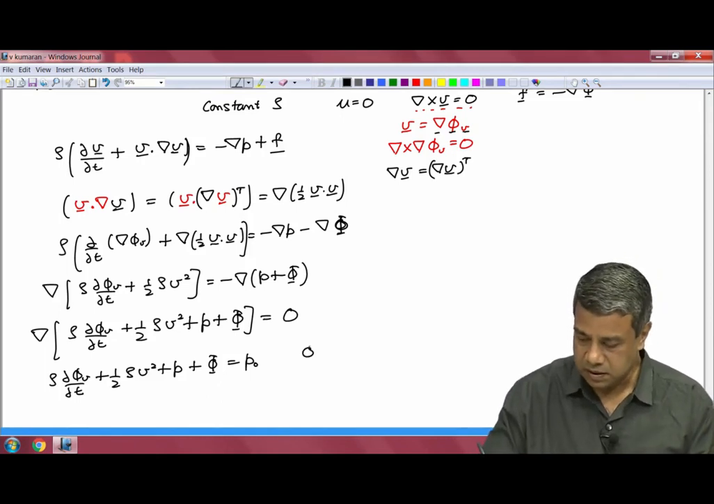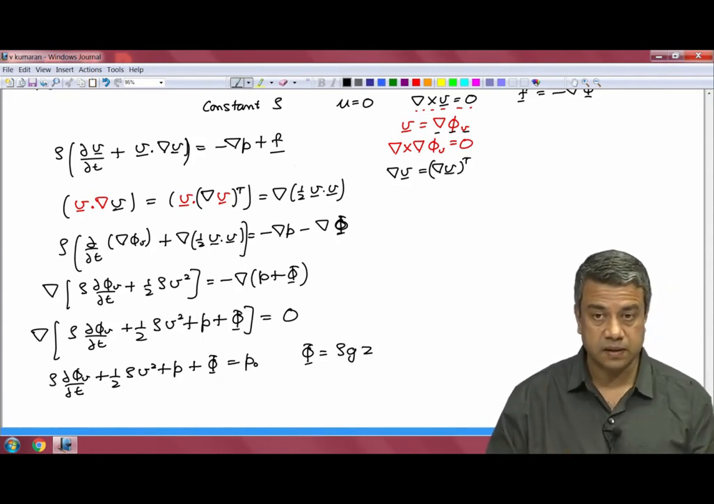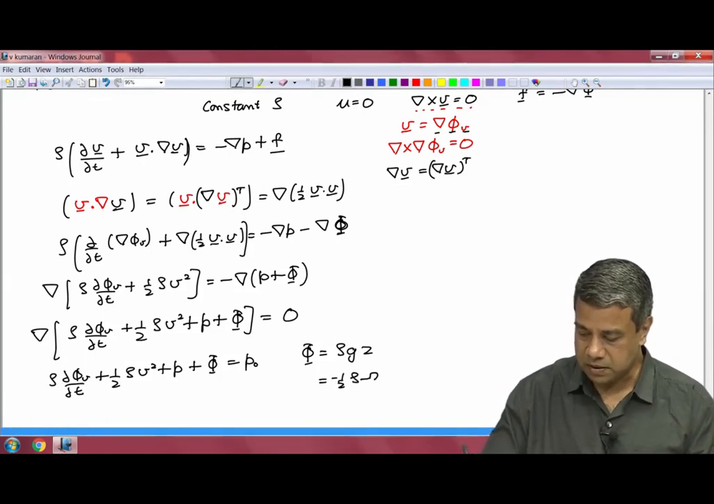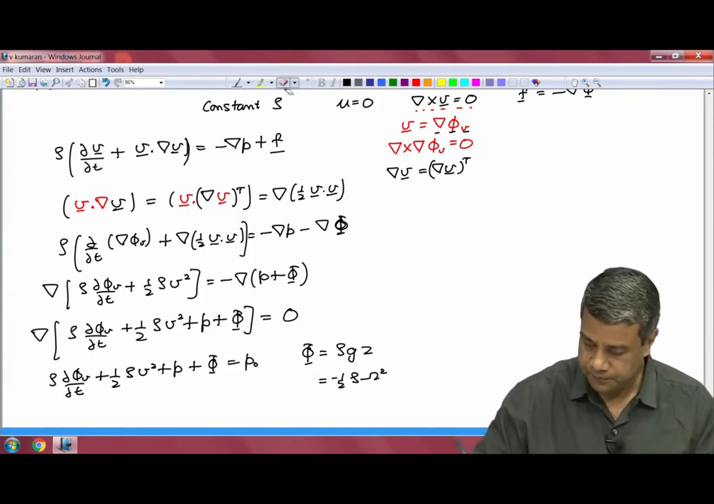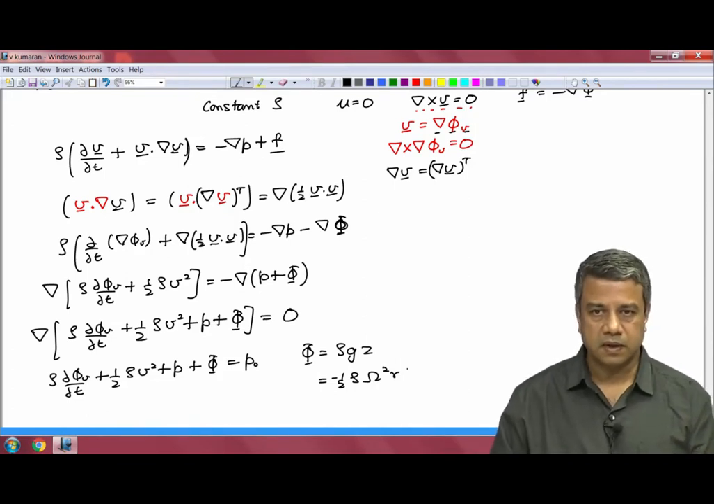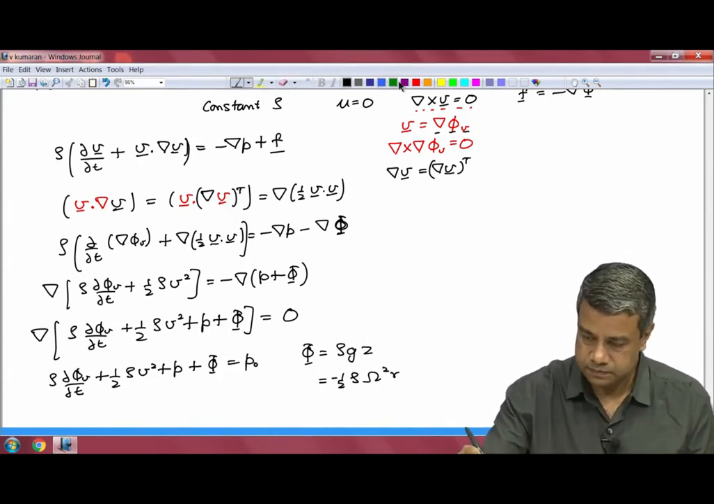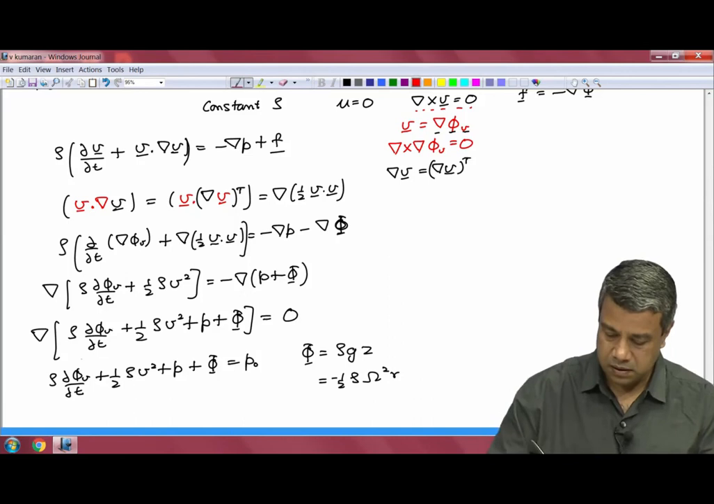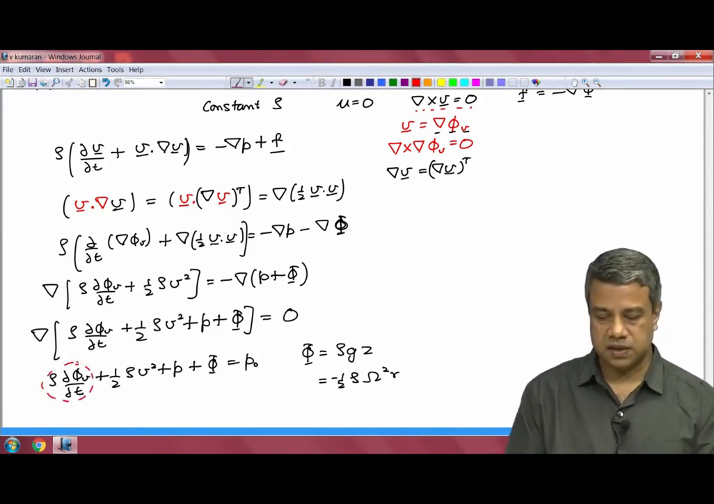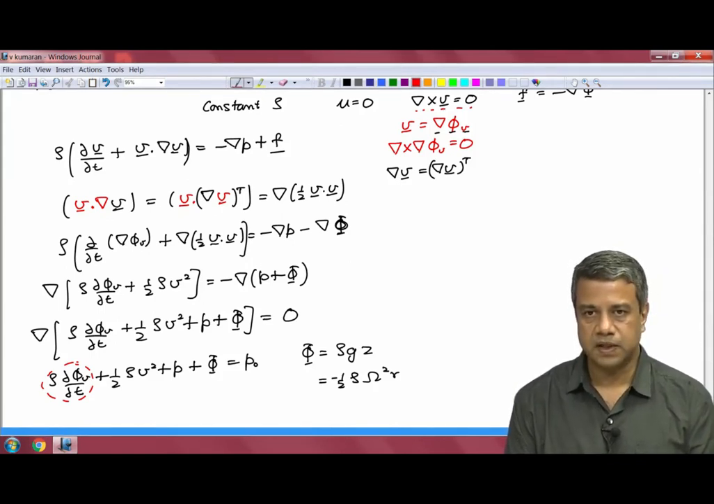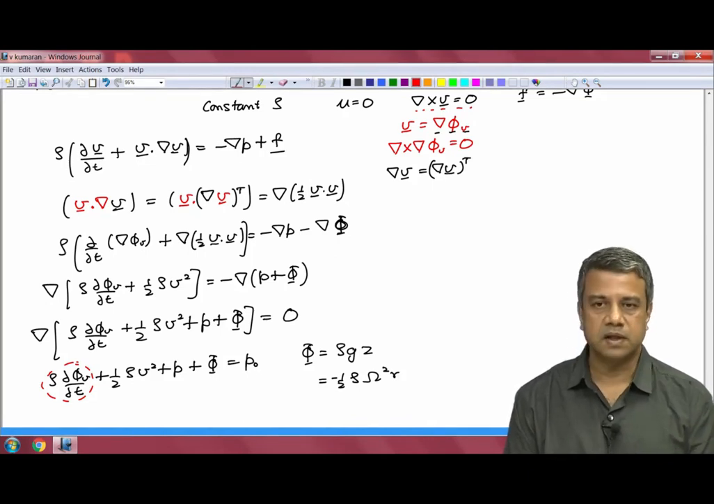If the potential in a gravitational field is equal to rho g z, where z is the direction opposite to gravity, or in a rotational field is half rho omega square r, if it is in a centrifugal field. So, this is the same Bernoulli equation that we had without this time derivative term. Therefore, that equation that we used is applicable for a steady flow. If it is unsteady, then this additional time derivative has to be included.